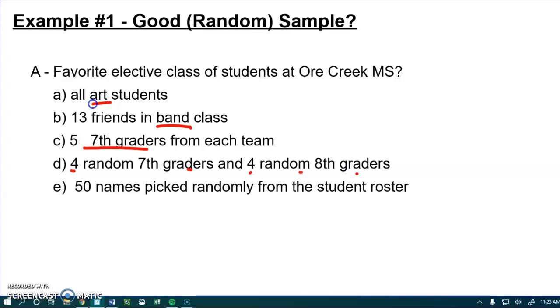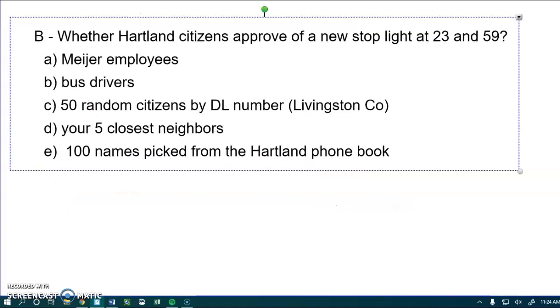4 random 7th graders and 4 random 8th graders. We're getting better, right? Now we're random. We're talking to everybody, 7th graders and 8th graders. But our best sample here would be E, right? It's random. It's large enough, right? 50 names out of the school is better than just 8 names or 5 names. And it's from the whole student roster, so everybody's equally likely to be picked. So it's random, large enough, and representative of the whole school.